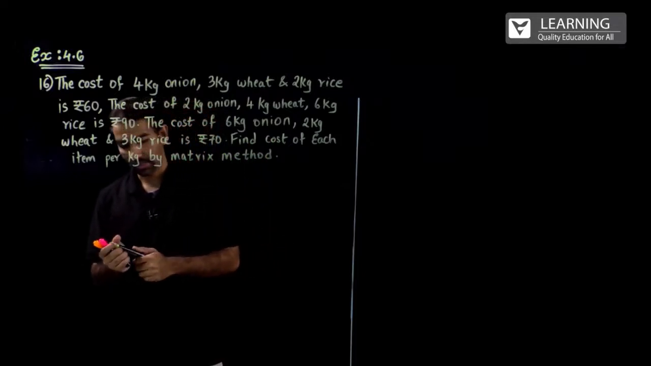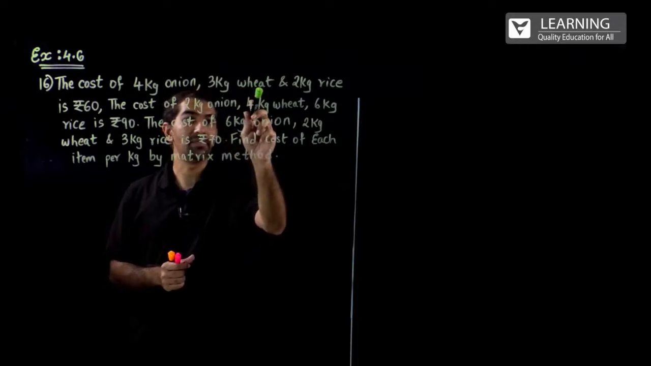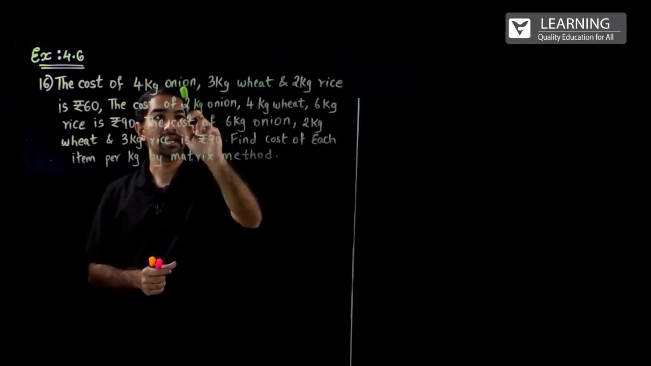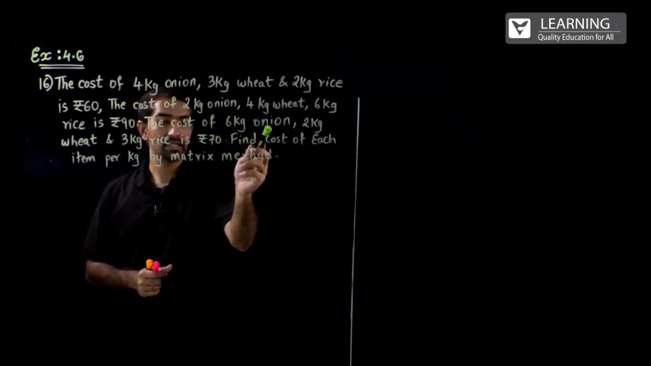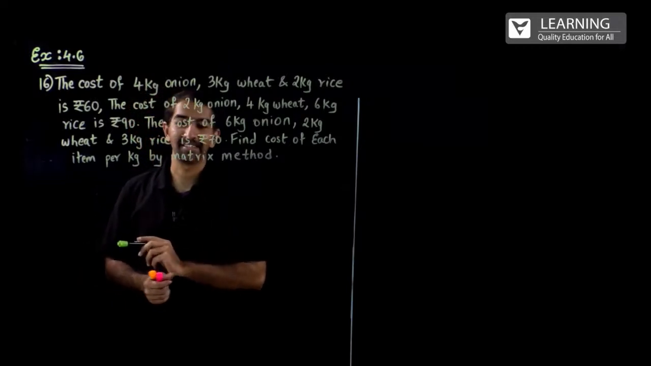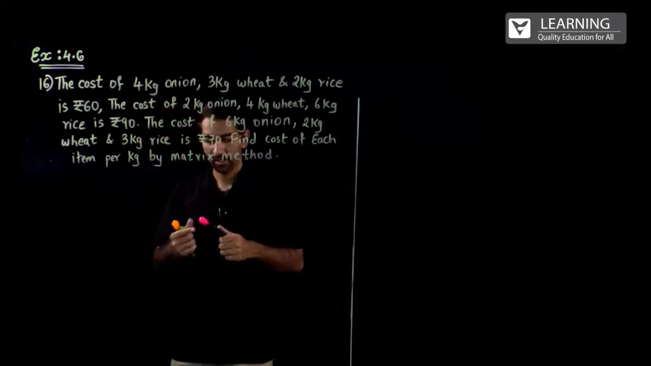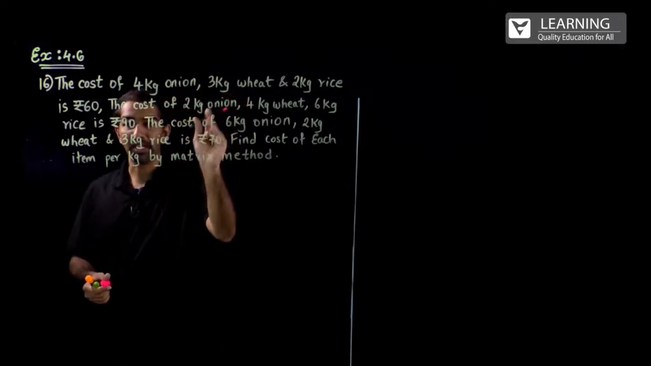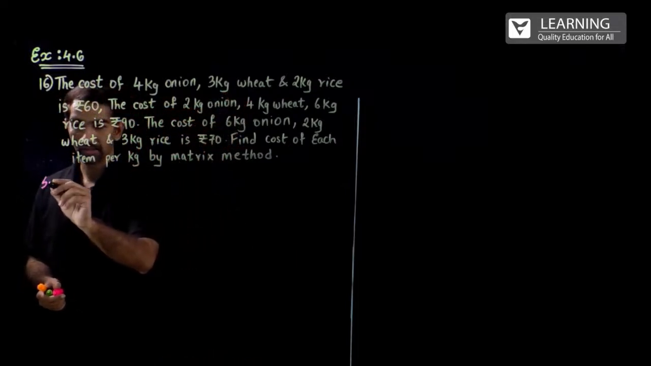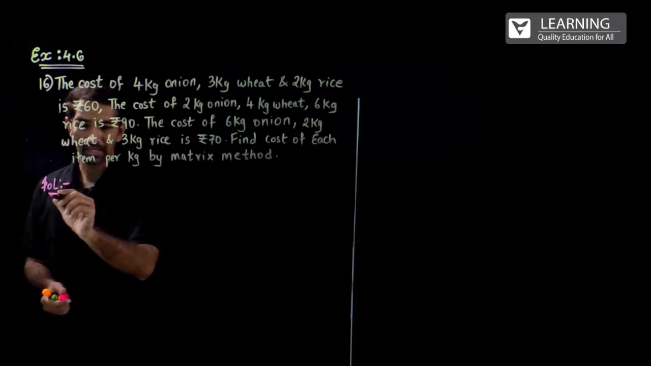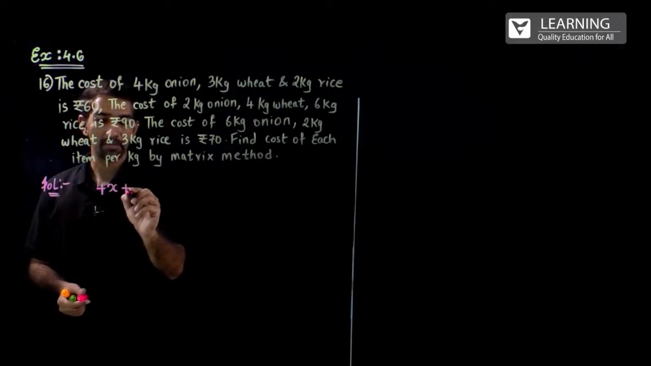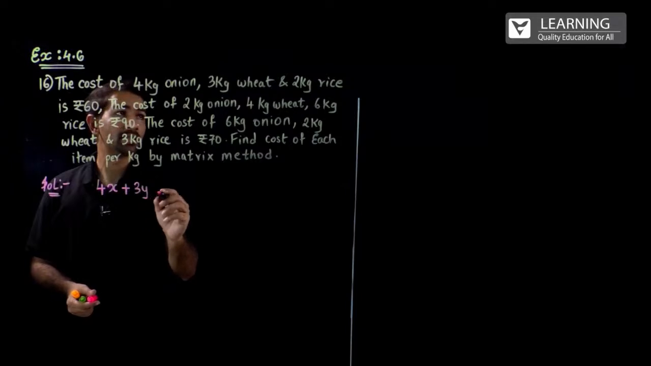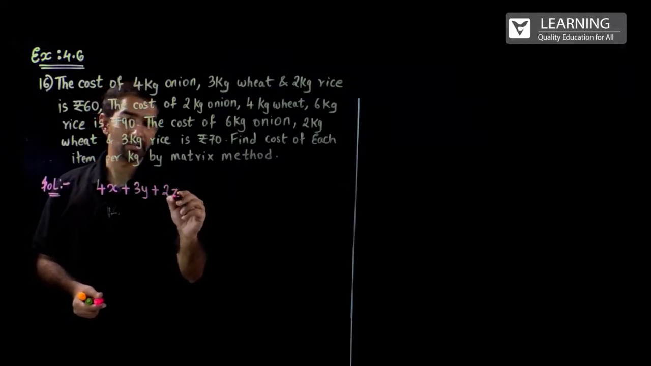What we'll assume here is, we will take onion as X, wheat as Y, rice as Z. Correct? So we will write this in the matrix form now. Before we write it in the matrix form, we'll write it in the form of equations first. So how can you write this as an equation? 4X plus 3Y plus 2Z equals 60.